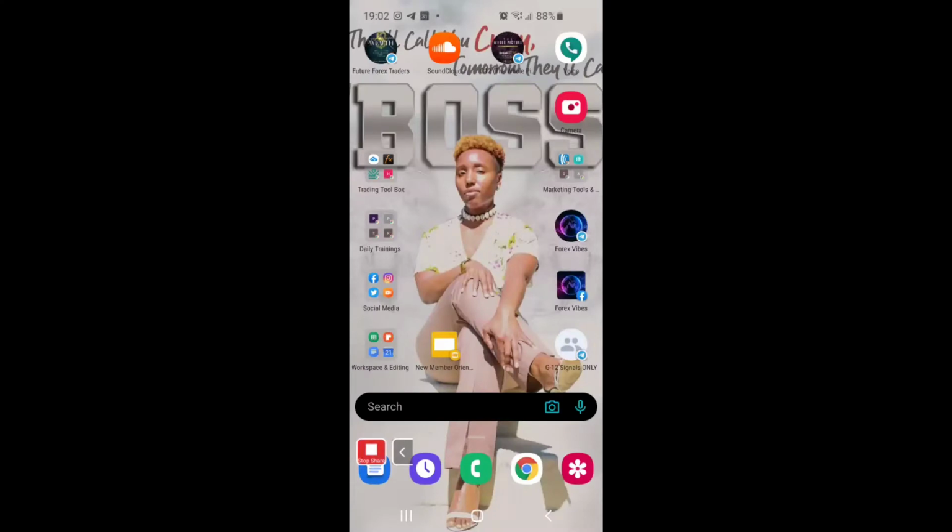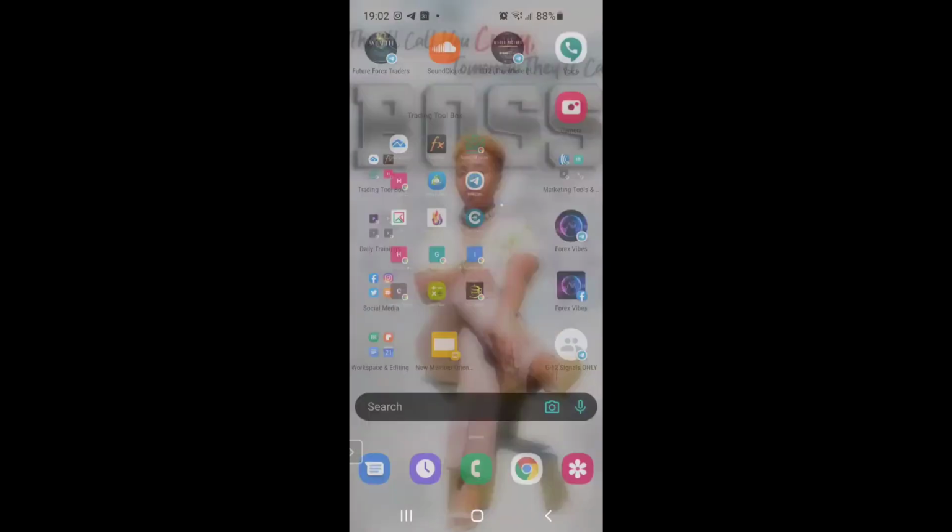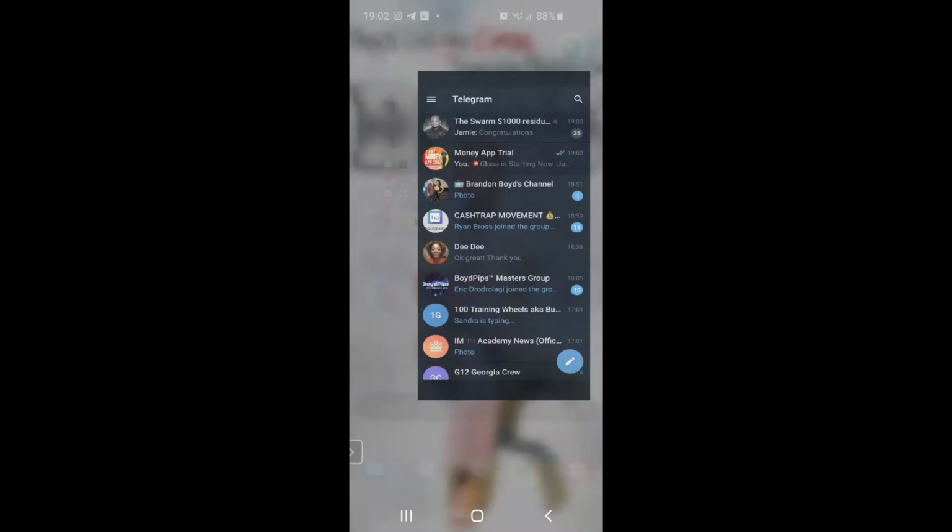All right, you all should be able to see my screen. Can someone come off mute and let me know if you can see my screen okay? I can see it. Perfect, thank you. So the first thing we're going to do, I'm going over to the Telegram group.